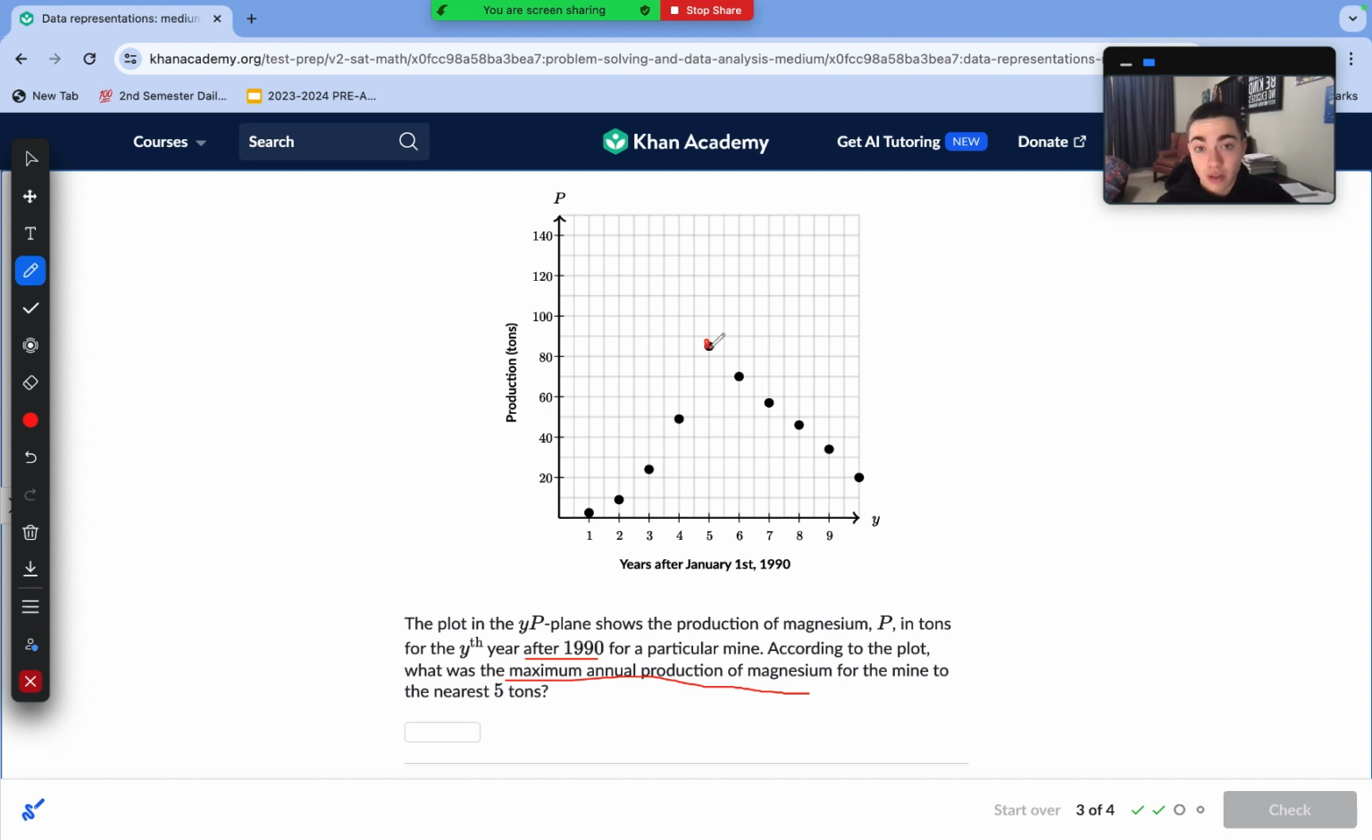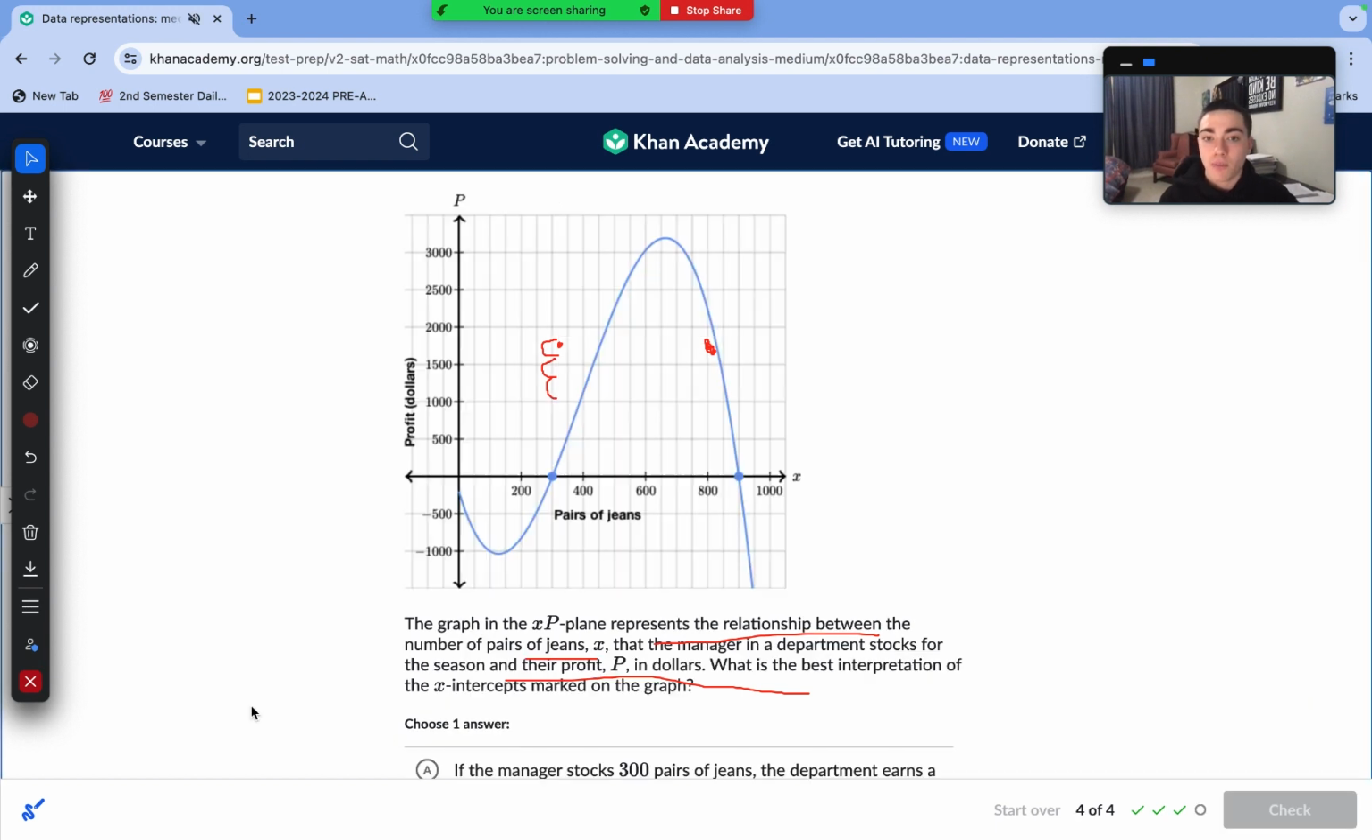Let's notice, this was our maximum point right here. That's a maximum on our P-axis, which is where that production of magnesium is, and because it is annual, it's just going to be in one of the years. So the year is 5, but we need to take a look at the y value in order to determine our answer. The scaling here is by 10. But we can notice that the y value where our point is, it is in the middle of a 10. The middle of 10 is 5. So our answer is going to be 85 tons. That was our maximum annual production.